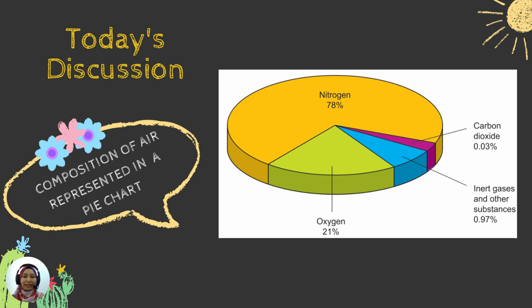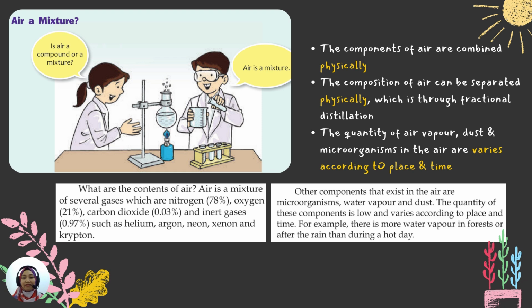Here, as we can see, is the composition of air in a pie chart. Air is a mixture of several gases, which are nitrogen 78%, oxygen 21%, carbon dioxide 0.03%, and inert gases such as helium, argon, xenon, krypton, and other substances 0.97%. Is air a compound or a mixture?